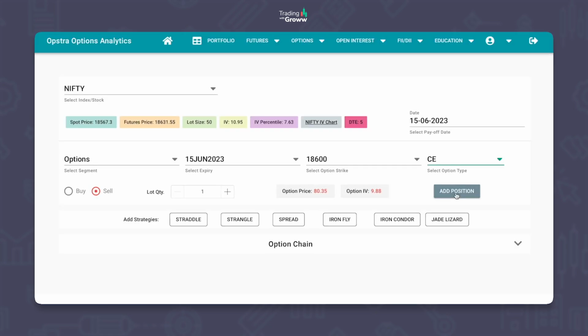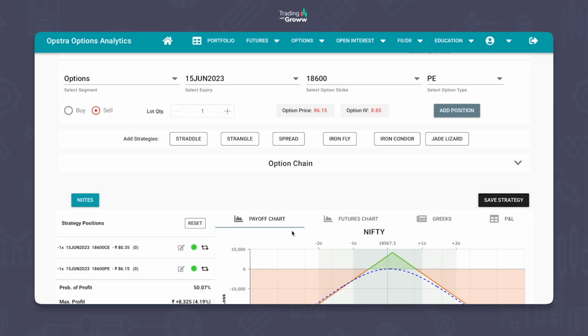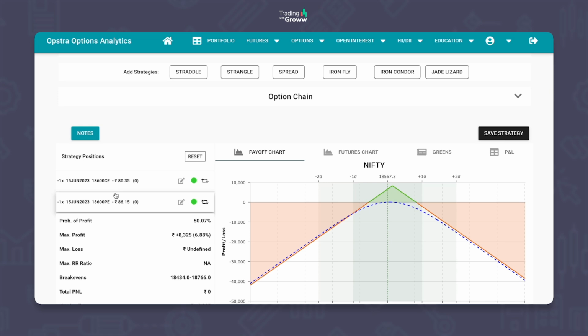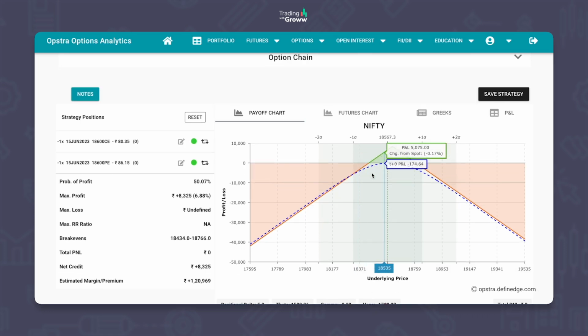So I'm shorting the at the money call option and the put option. As you can see, I've shorted the 18,600 call and 18,600 put, and both are almost trading at the same price. As long as the market is oscillating within this tight range, I tend to make profits. With this short straddle system, the overall required margin is approximately 1.2 lakhs.